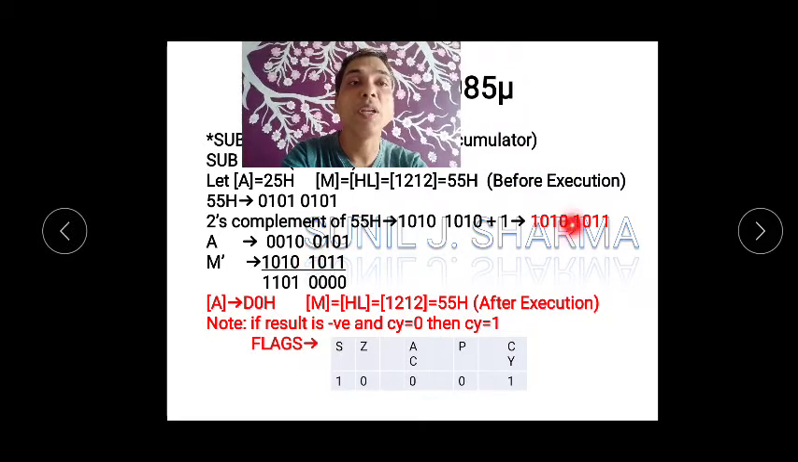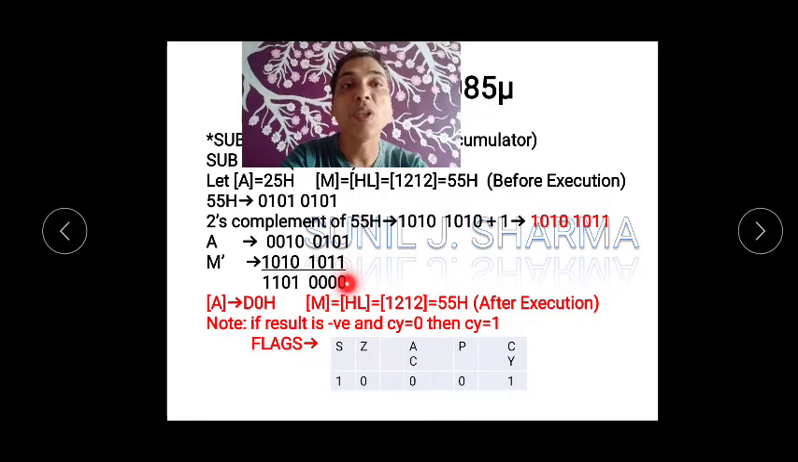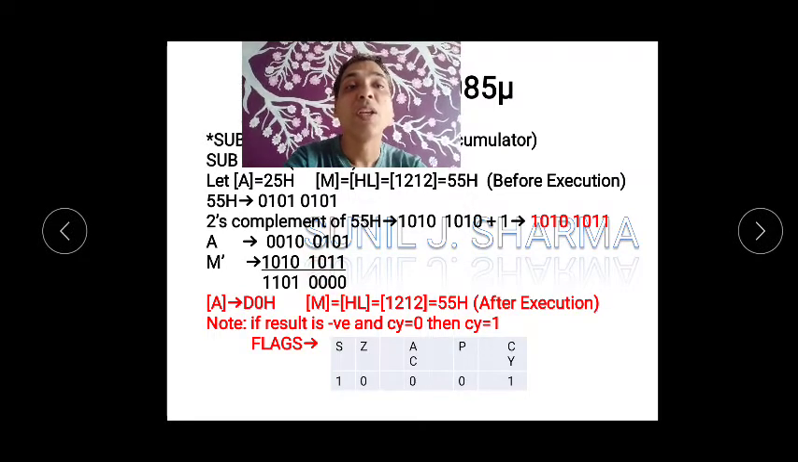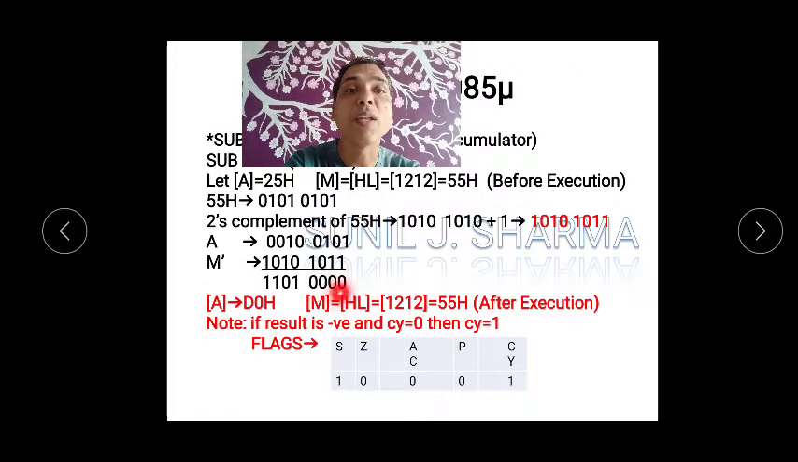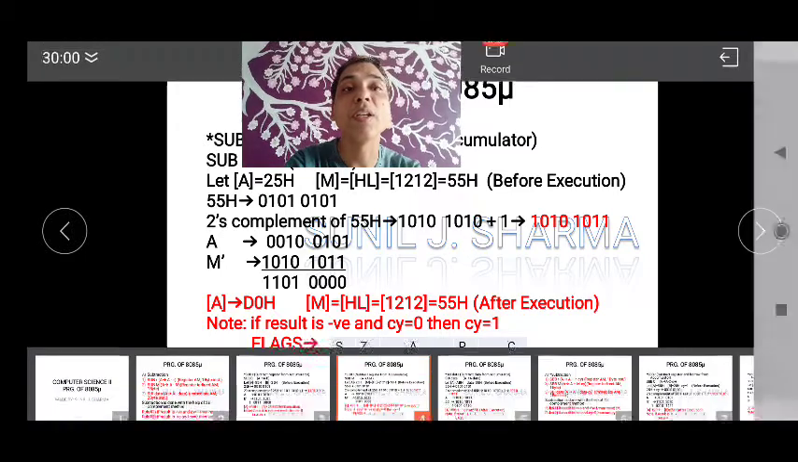Can you see memory is like 2's complement, then we have to add it. So 1 plus 1 is 0, carry 1, 1 plus 1 is 0, carry 1, 1 plus 1 is 0, carry 1, 1 plus 1 is 0, carry 1. Can you see the auxiliary carry flag has to be set. 1 plus 1 is 0, carry 1, 1 plus 1 is 0, carry 1. Yes, it has to be set.